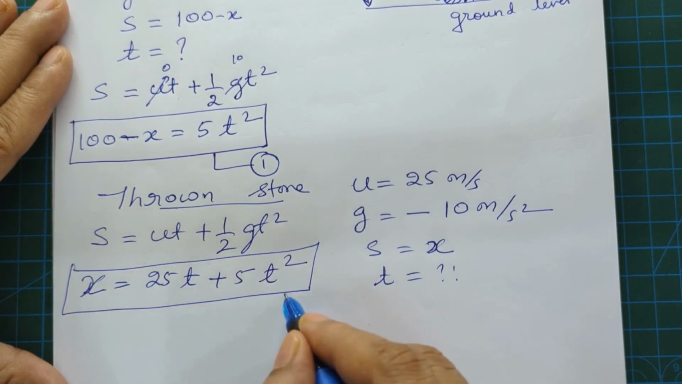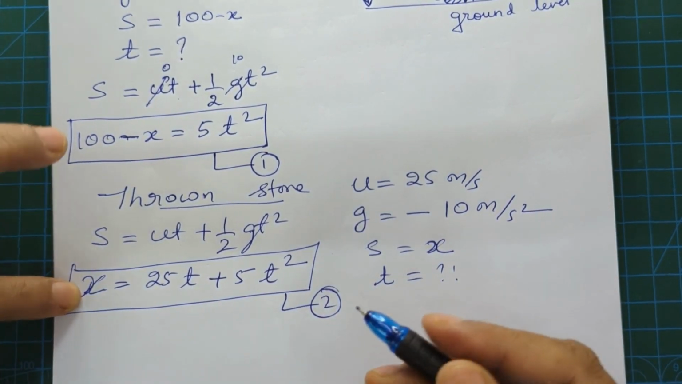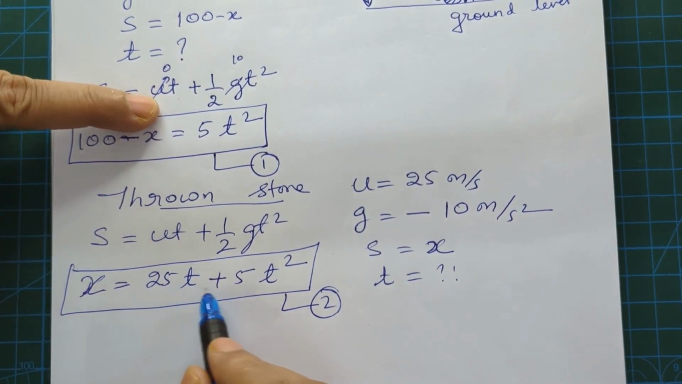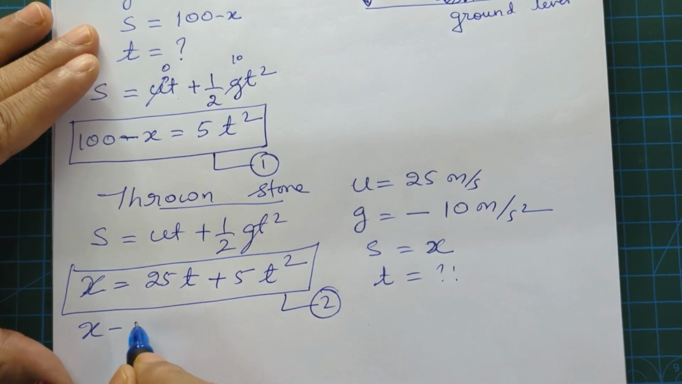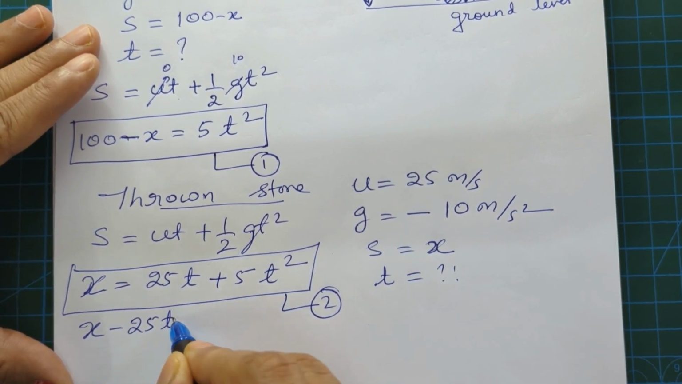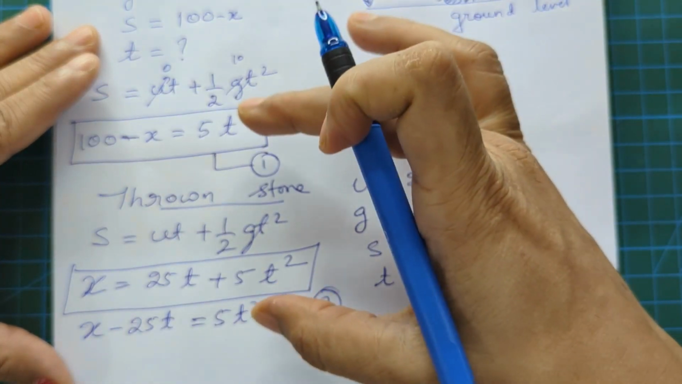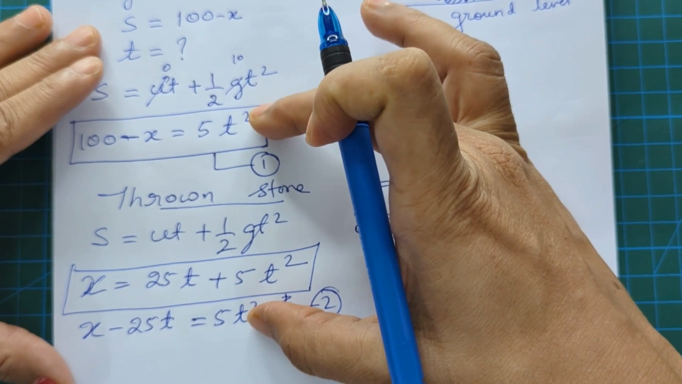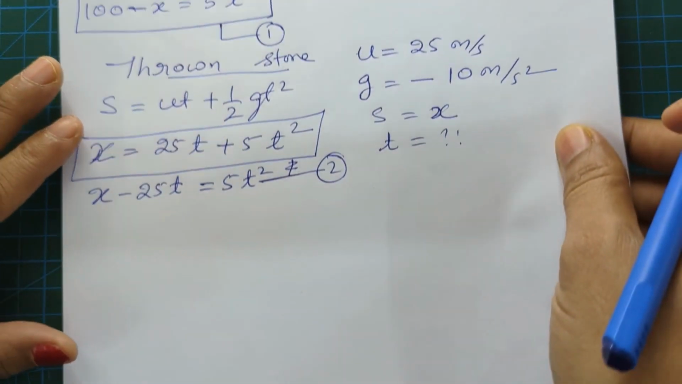What we can do is, equation 2 we can substitute in equation 1. Means equation 2's x value, here we will substitute this. Or this equation we can write as x minus 25t is equal to minus 5t square, and we call this equation 2. So equation 1 and 2, right hand sides are equal, 5t square. So left hand sides should be equal, we will equate them. So from 1 and 2.